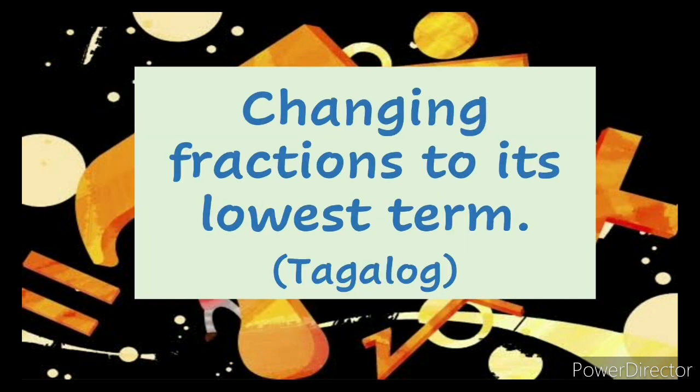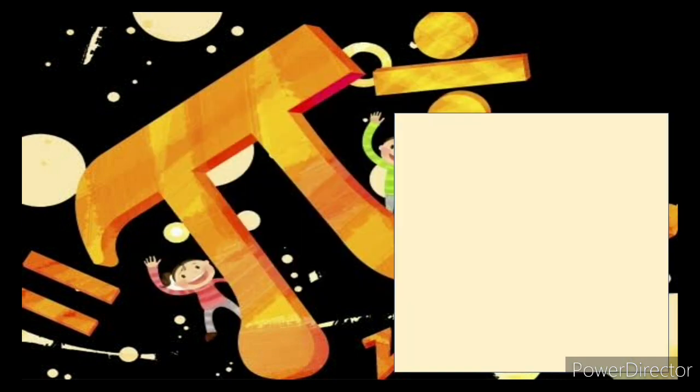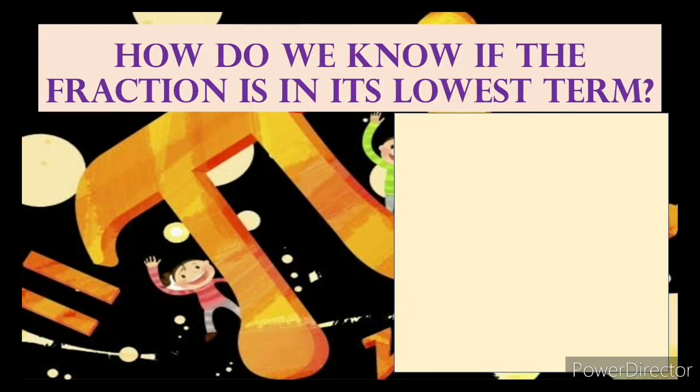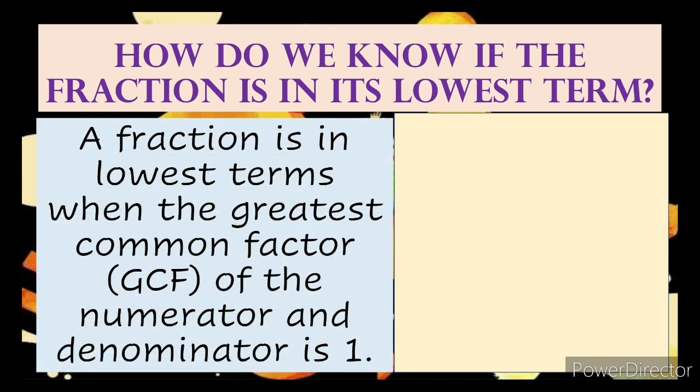So para sa araw na to, ang pag-aaralan natin ay changing fractions to its lowest term. How do we know if the fraction is in its lowest term? Okay, mag-definition muna tayo. A fraction is in its lowest term when the greatest common factor or the GCF of the numerator and denominator is 1.